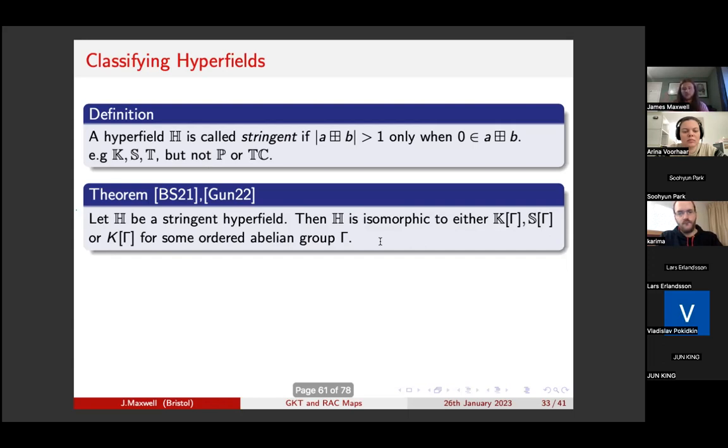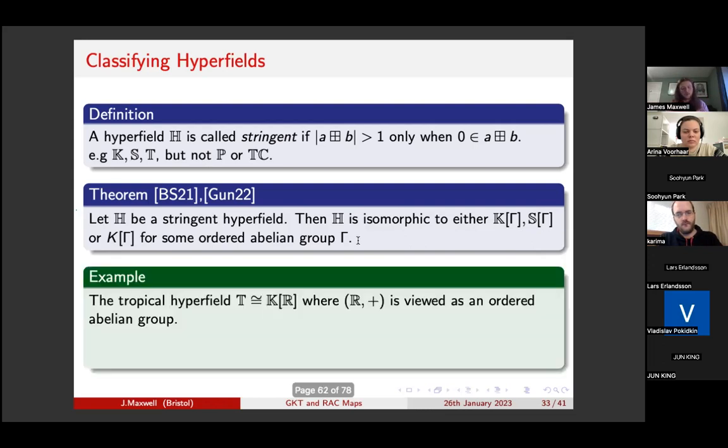So if H is stringent, it's either isomorphic to a tropical extension of the Krasner hyperfield, a tropical extension of the sine hyperfield, or a tropical extension of a field in the classical sense. So this was a really nice classification. It gives a really nice grip on stringent hyperfields. We can say, if we want to prove something, we can split it into these cases and use properties of Krasner, sine, and fields, along with this ordered abelian group structure to really pick apart stringent hyperfields.